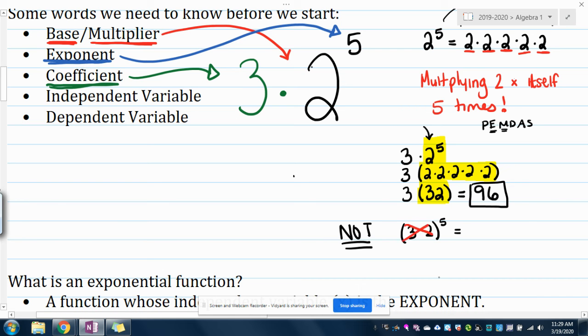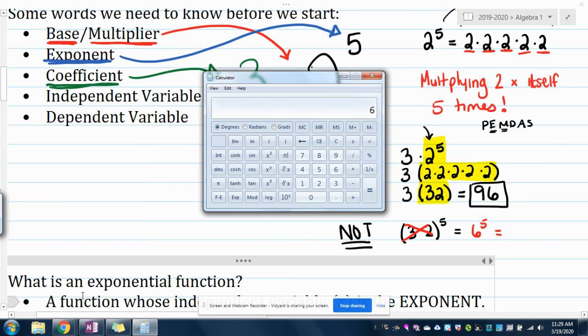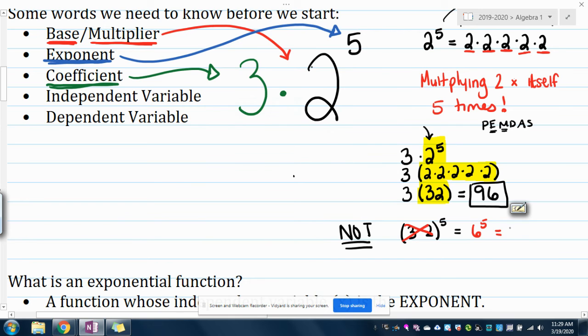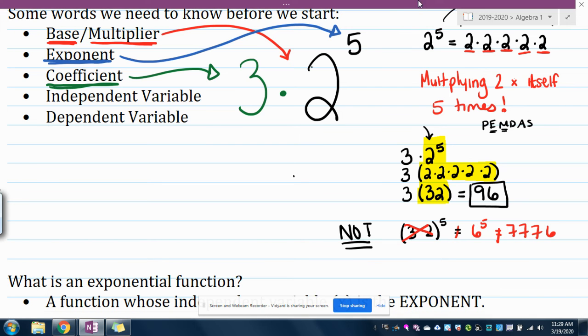So you do not do 3 times 2 first, which then becomes 6 to the 5th. And 6 to the 5th is a much larger number. Let me show you. 6 to the 5th power is 7,776. You'll see you do not get the correct answer. Okay? This is not what you do. Bad. I'm emphasizing it because it is what people do a lot.